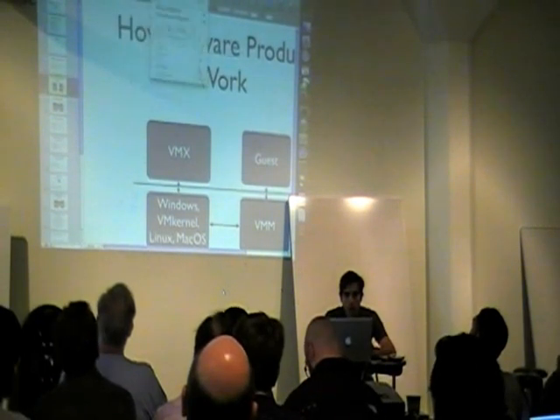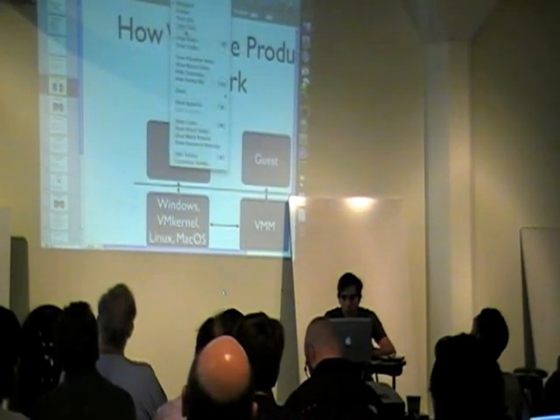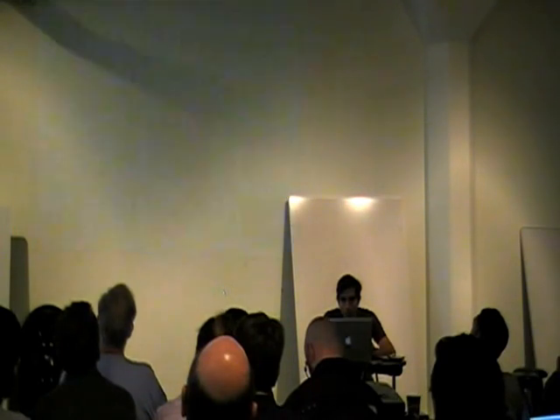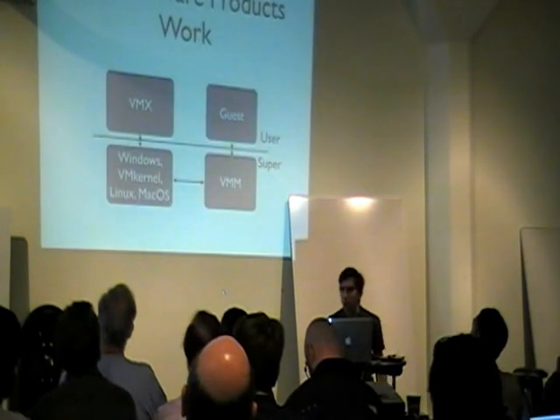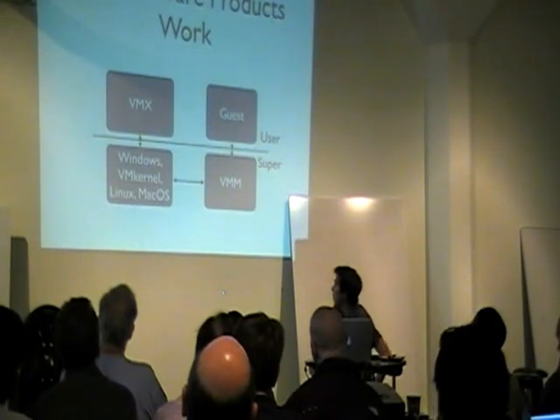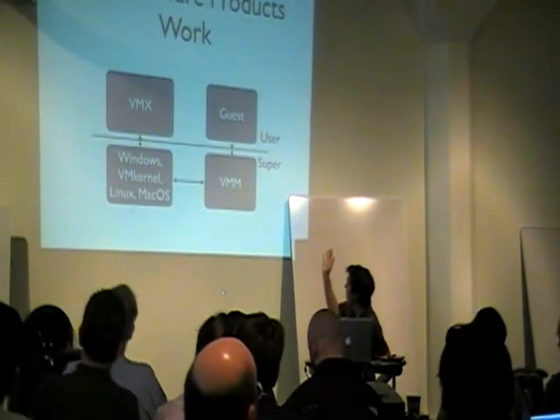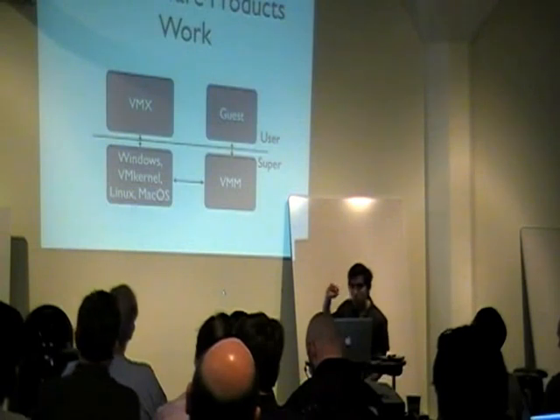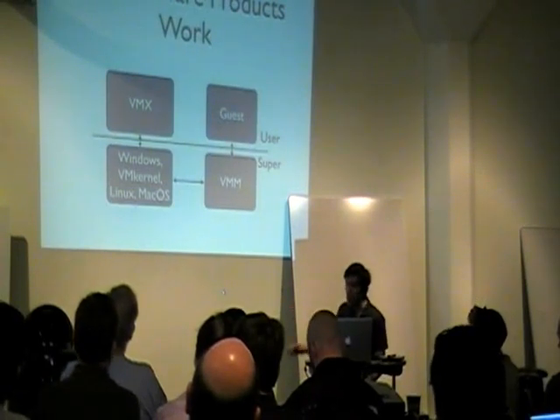So, this is a really crude version of how all the VMware products work. It's attempting to shoehorn all of them into the same diagram, so it's kind of goofy looking. The y-axis here is the user/supervisor distinction we're used to thinking about. The x-axis is a little weird.